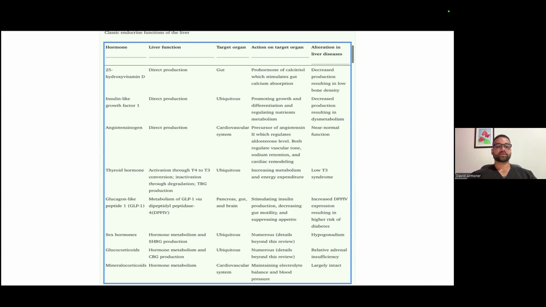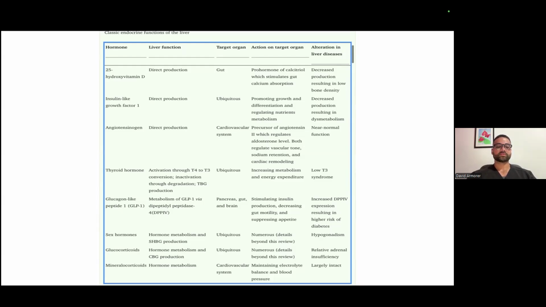You have some other important hormones here, so GLP-1. The liver functions to metabolize GLP-1 via the dipeptidyl peptidase DPPIV. It has target effects on the pancreas, gut, and brain, and it stimulates insulin production, decreases gut motility, and suppresses the appetite. So when the liver is damaged, there's increased DPPIV expression, resulting in a higher risk of diabetes.